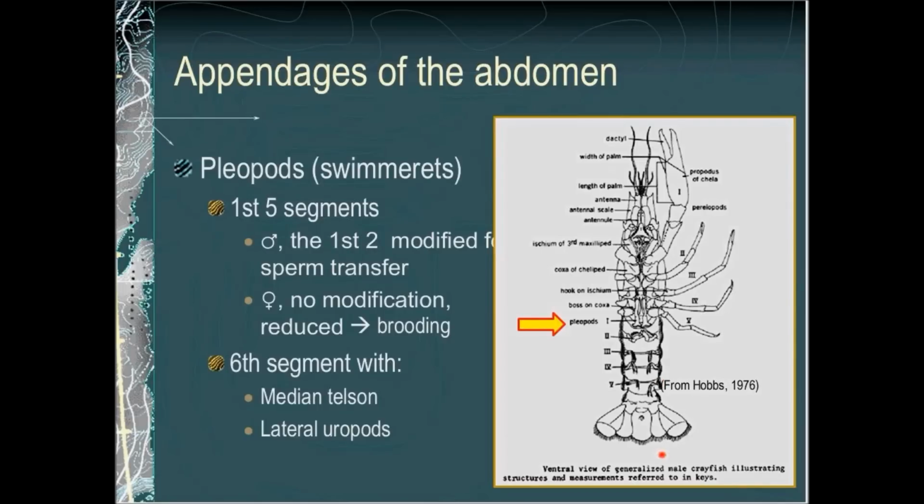And then the sixth segment here is called the telson. You've got the median telson and then these lateral uropods. That's just the technical name for the tail that it uses to probably frustrate you as it's scooting backwards downstream or upstream and you're vainly trying to grab at it.